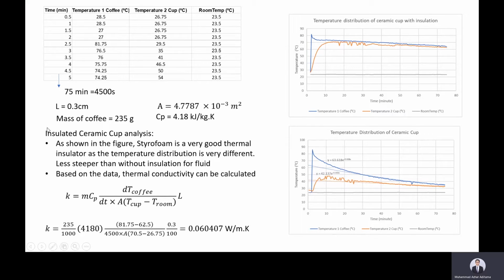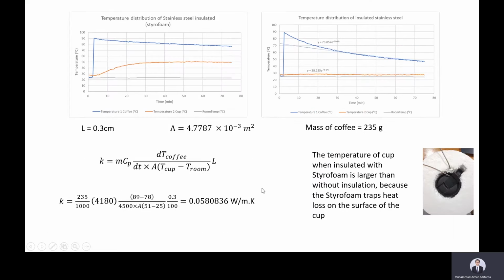And based on the data, we can get the thermal conductivity. For the ceramic cup, we get this value of thermal conductivity, 0.06. Next is the stainless steel. For the stainless steel, we get a value of thermal conductivity that is lower than the ceramic cup.